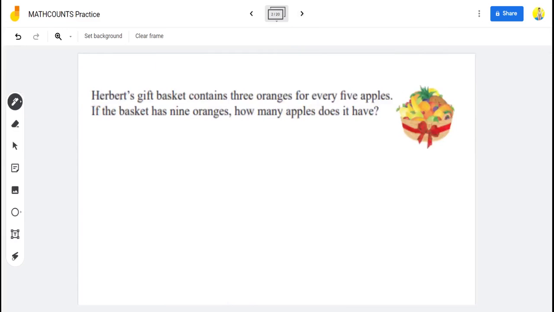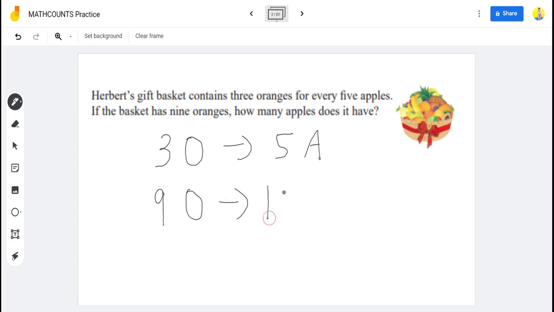Herbert's gift basket contains 3 oranges for every 5 apples. If the basket has 9 oranges, how many apples does it have? So 3 oranges corresponds to 5 apples. 9 oranges, 3 times the amount of oranges, corresponds to 3 times the amount of apples, which is 15 apples. So it has 15 apples.